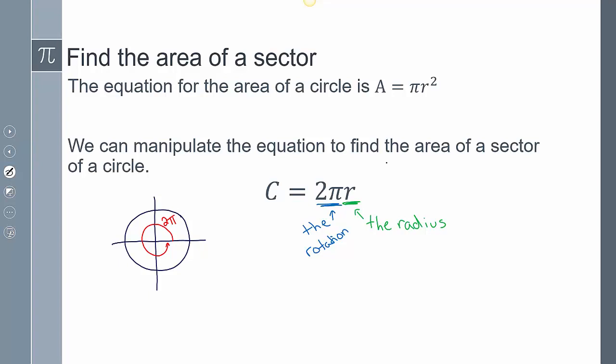Now trying to find the area of a sector, we're going to use the equation A equals pi r squared.